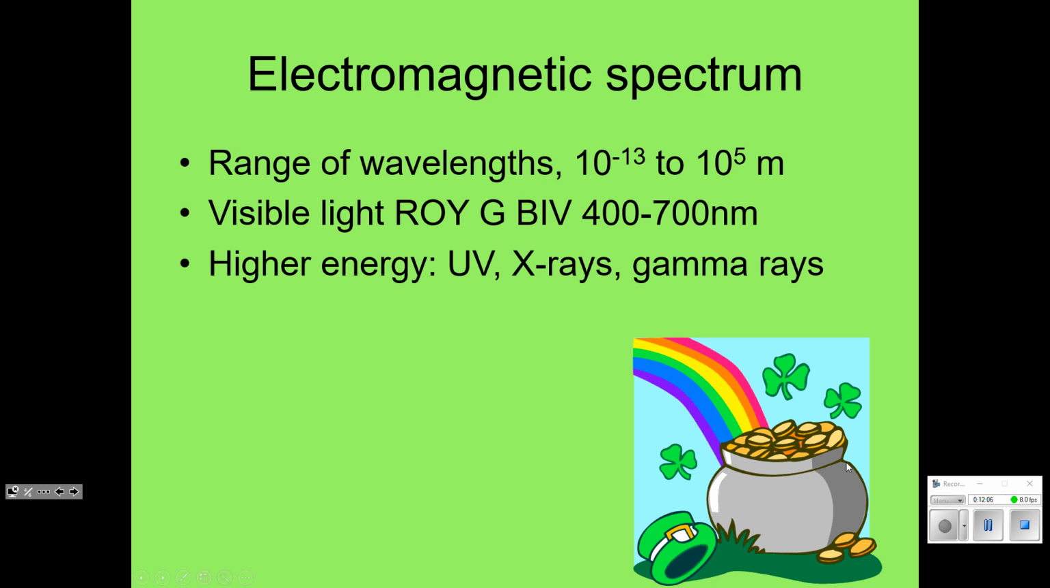Gamma rays are even higher energy than that. When we talk about nuclear decay and radioactivity, so if you ever watch movies and there's radioactive material there and people are like, oh no, they're referring to gamma rays, an even higher form of energy. So we can't see these forms of light, but they do exist.